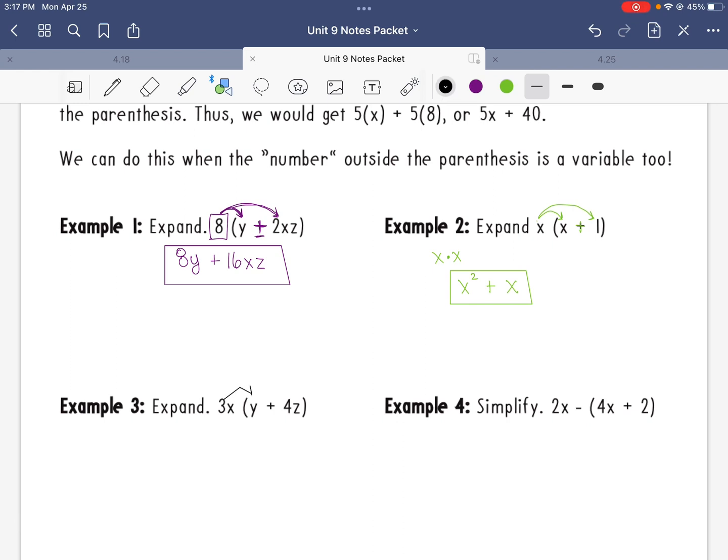Okay, hopefully you were able to do this without any help. So we would do 3x times y and 3x times 4z. So 3x times y gives us 3xy. Plus 3 times 4 gives us 12. And then 1x and 1z. Now again, we look and see if we can combine any of these. They do not have the same variable, so we are stuck.